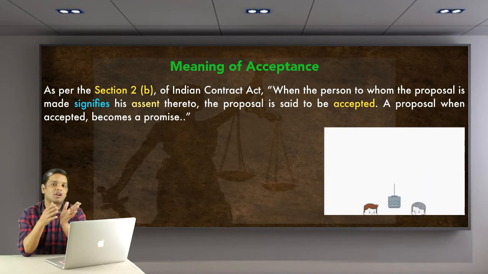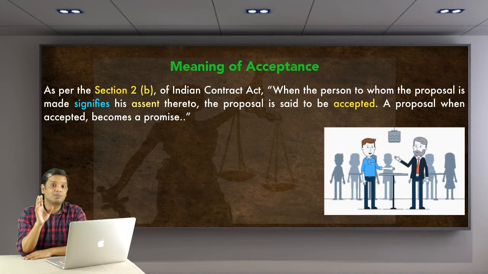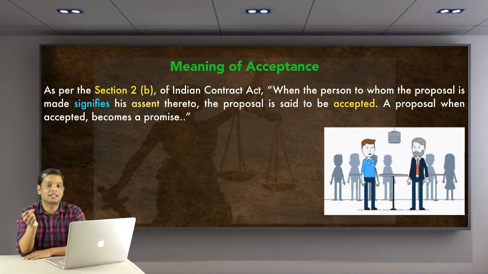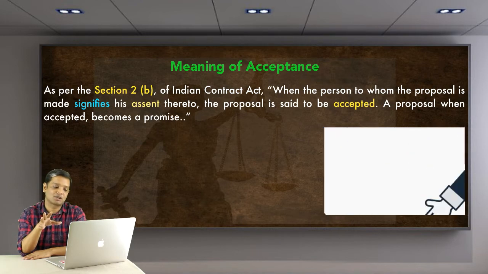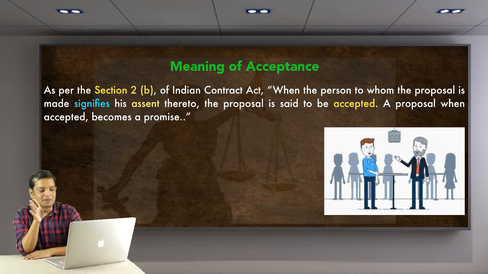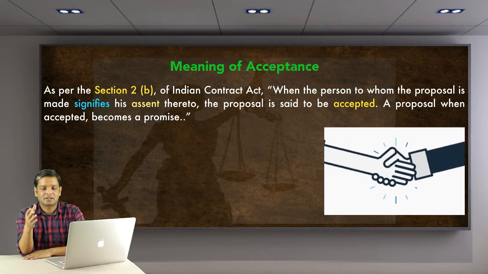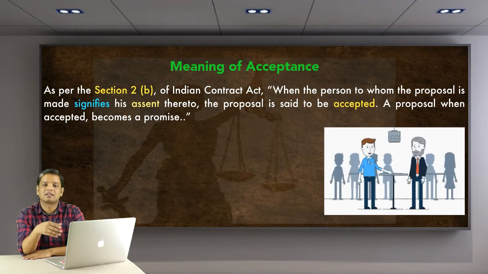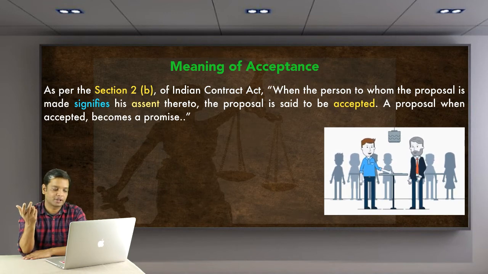So see how the law defines the meaning of acceptance. As defined in section 2(b) of the Indian Contract Act, when the person to whom the proposal is made signifies his assent thereto, the proposal is said to be accepted. A proposal when accepted becomes a promise. So it is basically the definition of promise, but it is saying how and what acceptance is. As I have discussed in my example, if you say yes, that is acceptance, and that's okay.